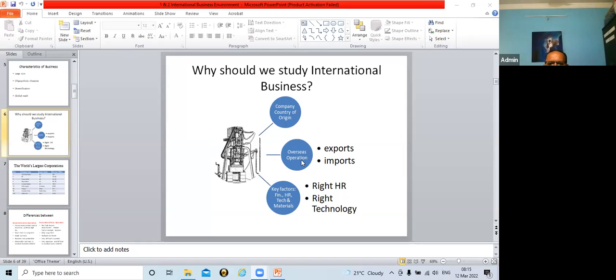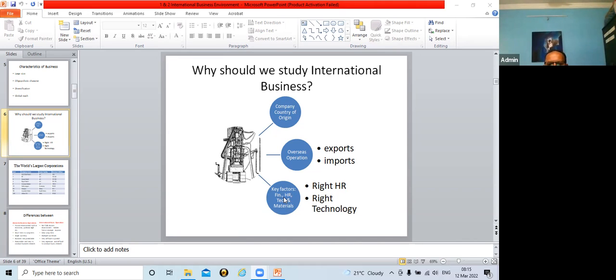Second one is overseas operation. Generally export and import. Either you are exporting your goods or services, and at the same time you are also importing some raw material from other countries. Maybe raw material or maybe technology you are importing.